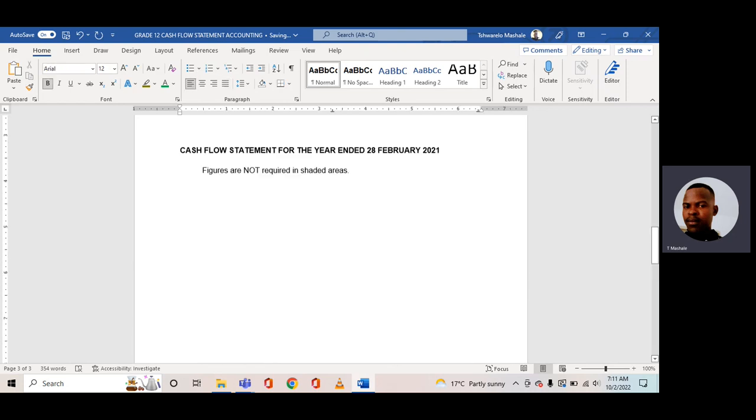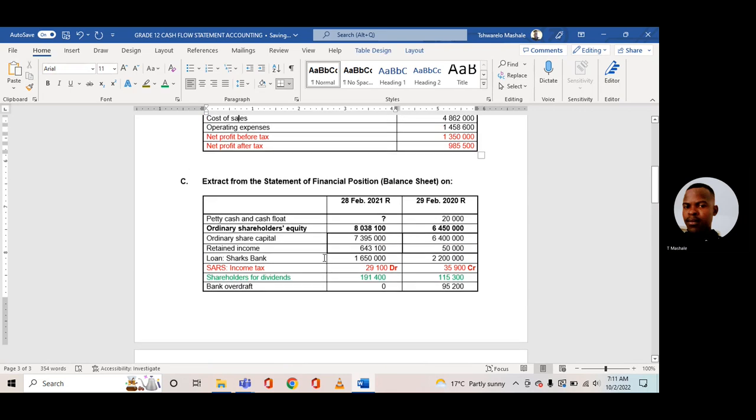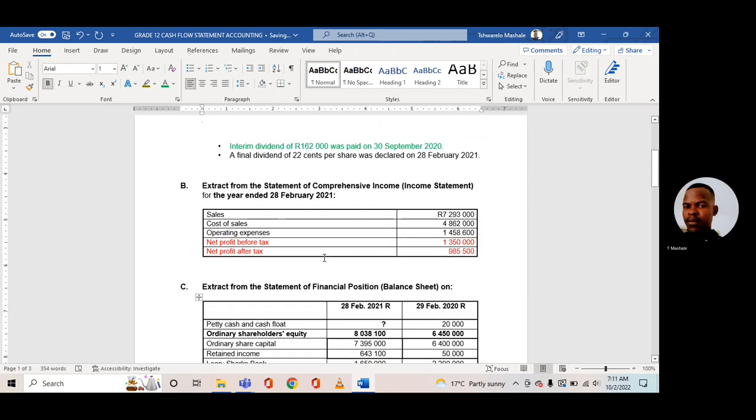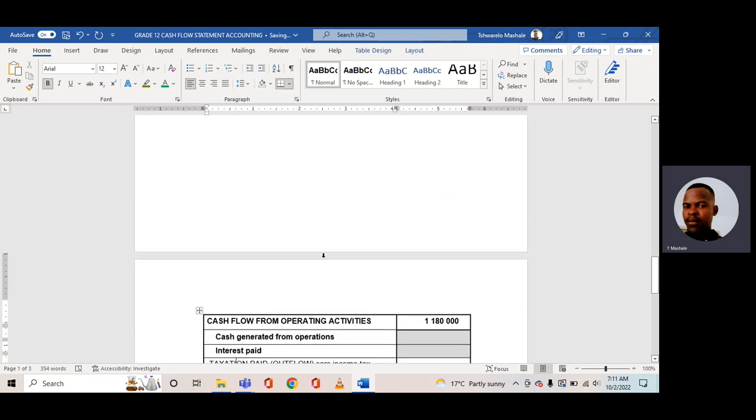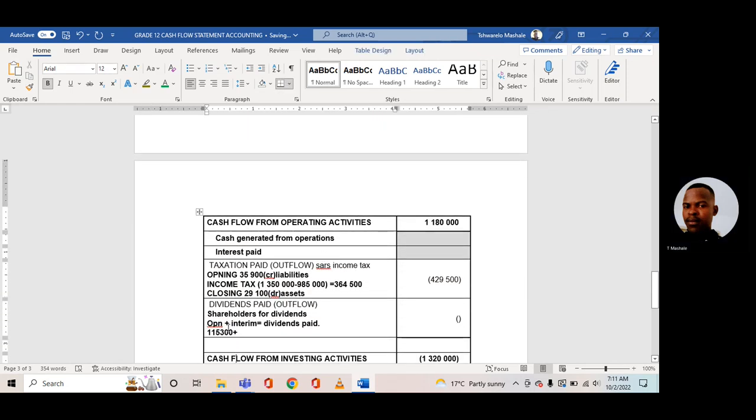The interim of how much? The interim of 162,000. Therefore, we add the 162,000. Therefore, it's going to give us a total of how much. There is no need for us to be calculating the final dividend, because the final dividend is not paid. It is only declared. So here we'll have 277,300.